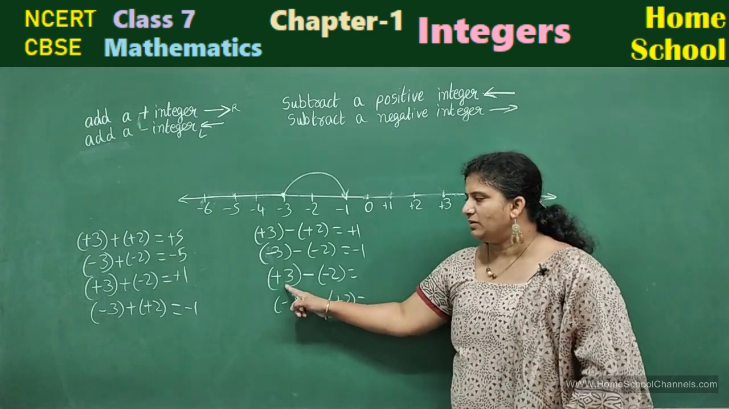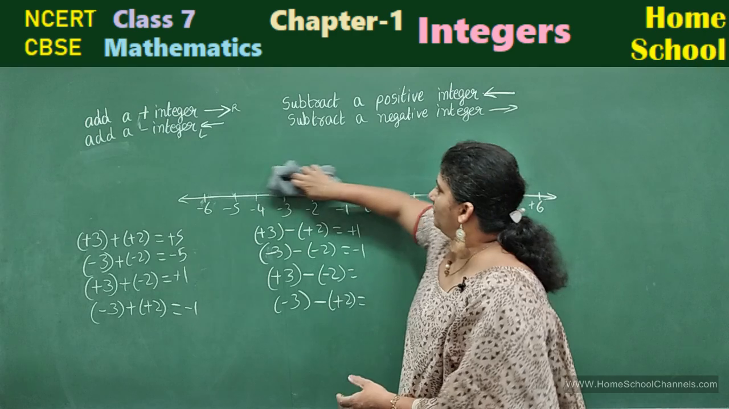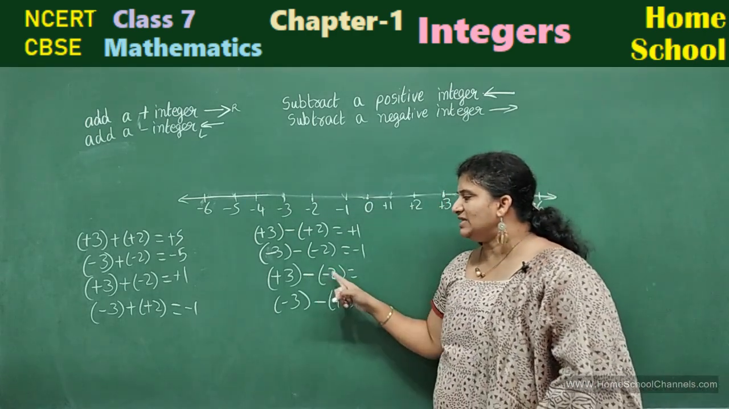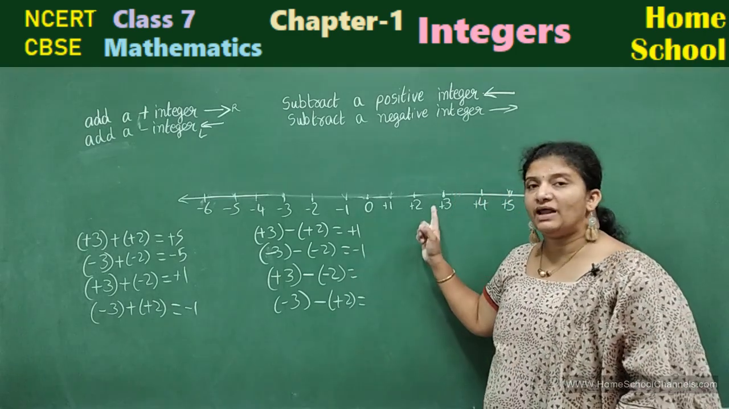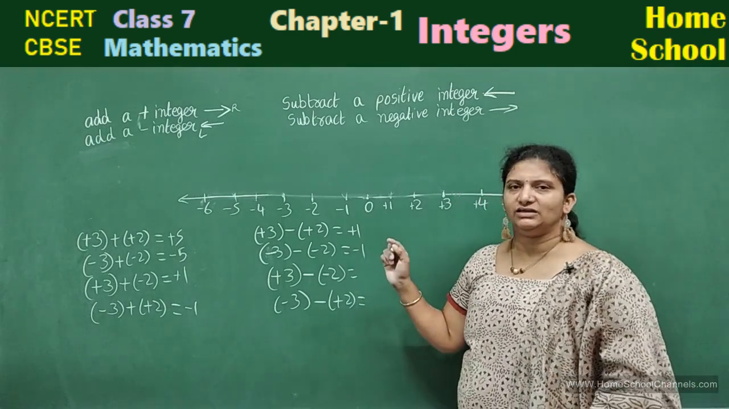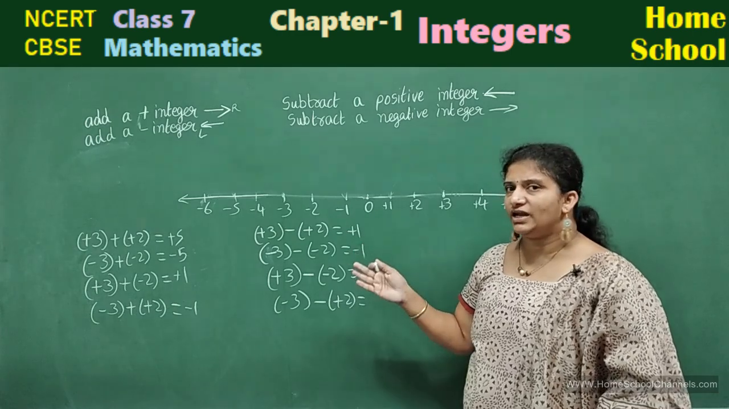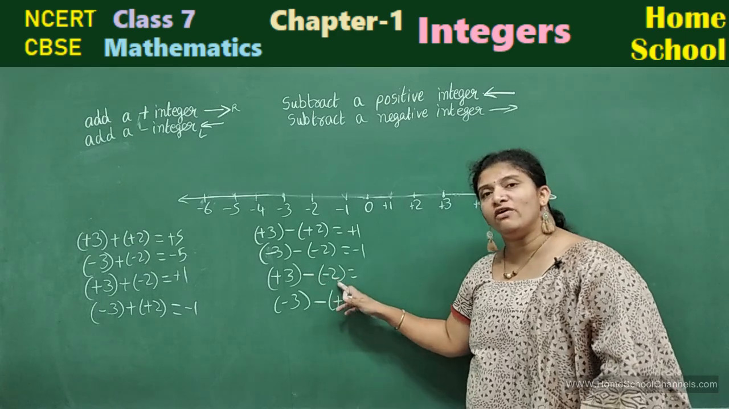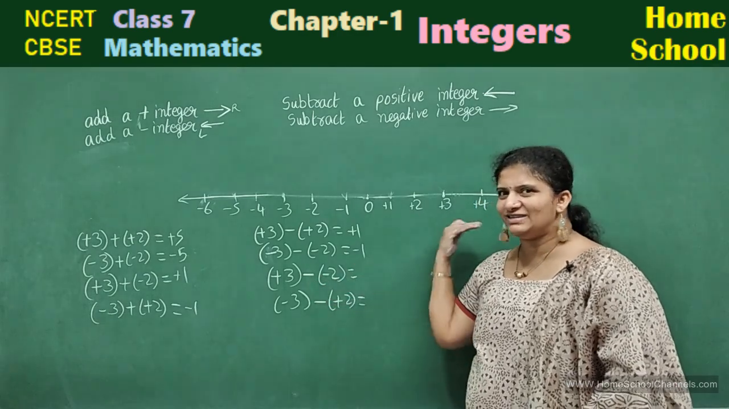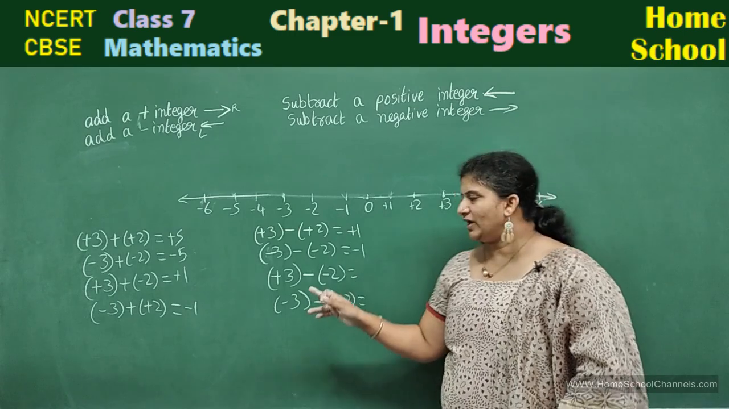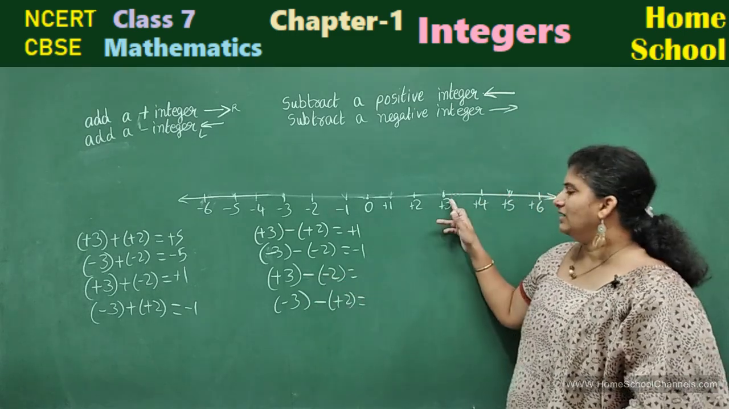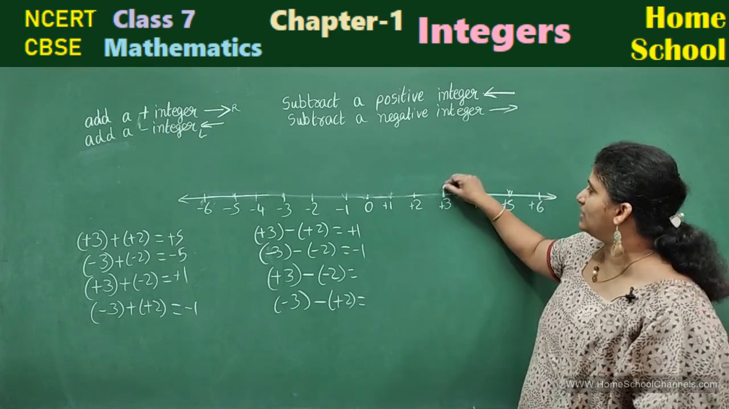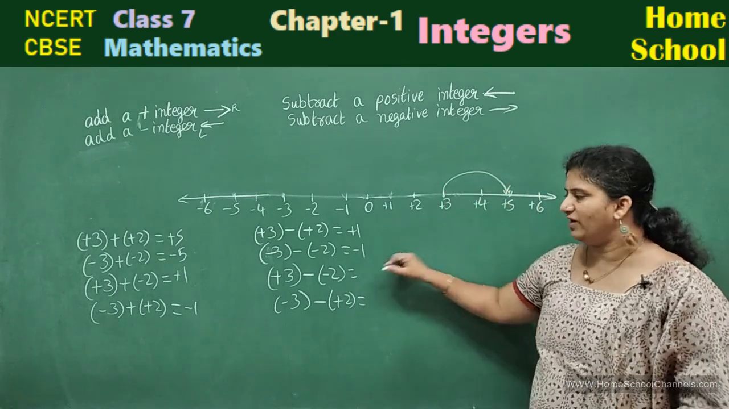Okay, next one. Plus 3. Plus 3, your position is here. Okay. Minus of minus 2. Subtraction of a negative integer. Subtraction of a negative integer, which side you go? Towards right. If you are confused, look here. Minus of minus. Minus into minus, plus. Plus means right side, no? Like that you remember. Okay. Plus 3. Subtract minus 2. Subtract a negative number towards right side. Your answer is plus 5.